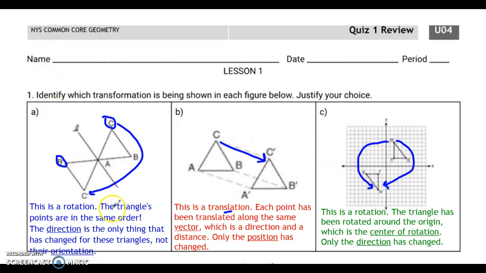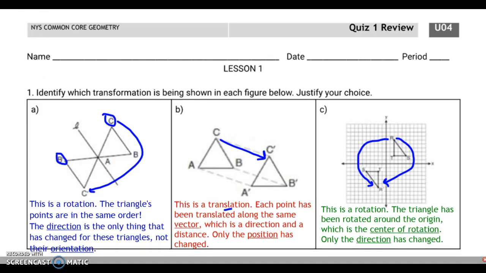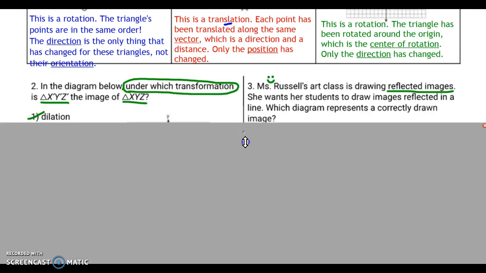Pause the video before you take a look at the answers for numbers 2 through 5. All right, hopefully that was enough time. Take a look at the next couple of questions.